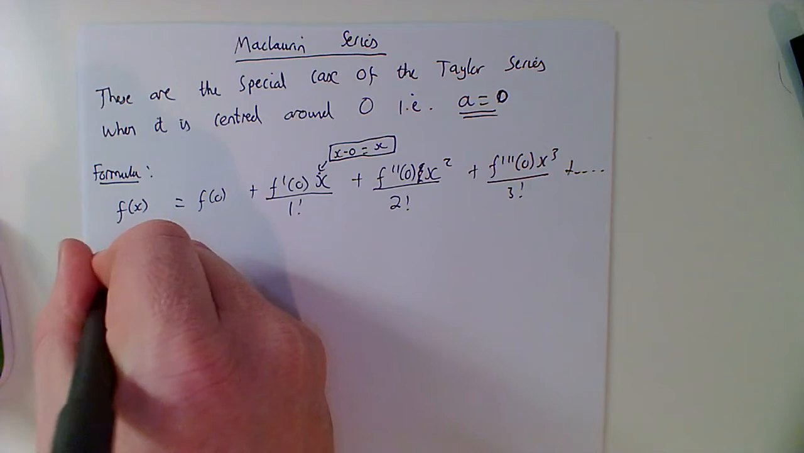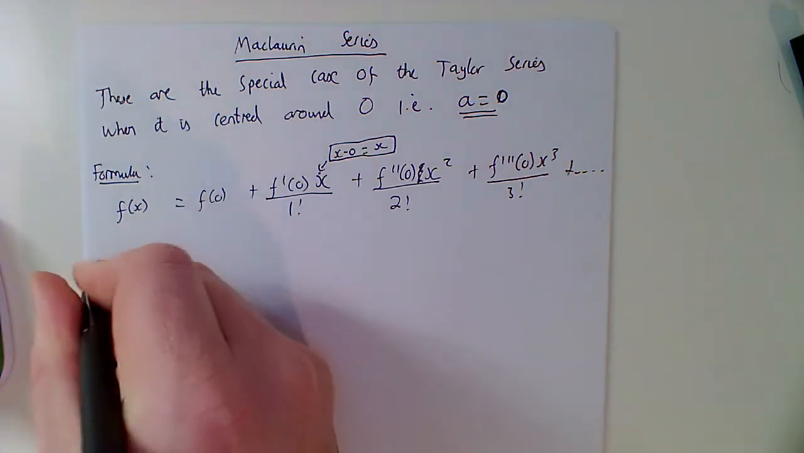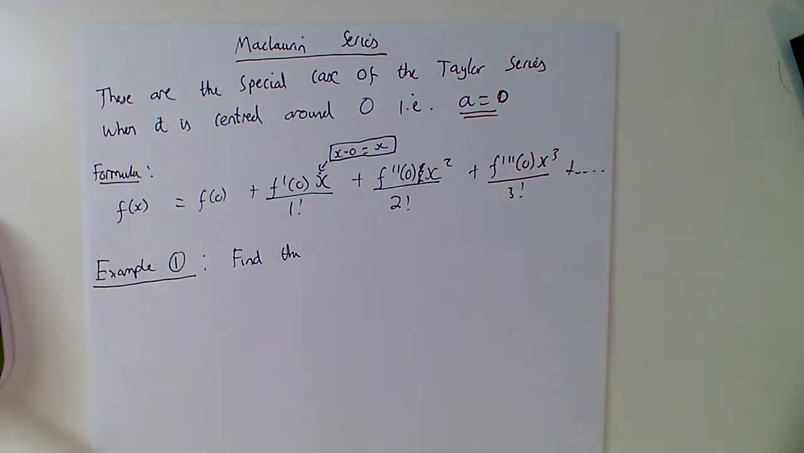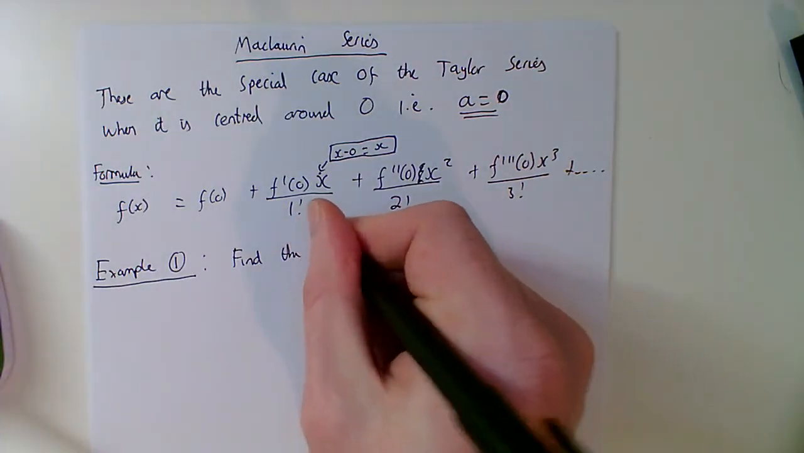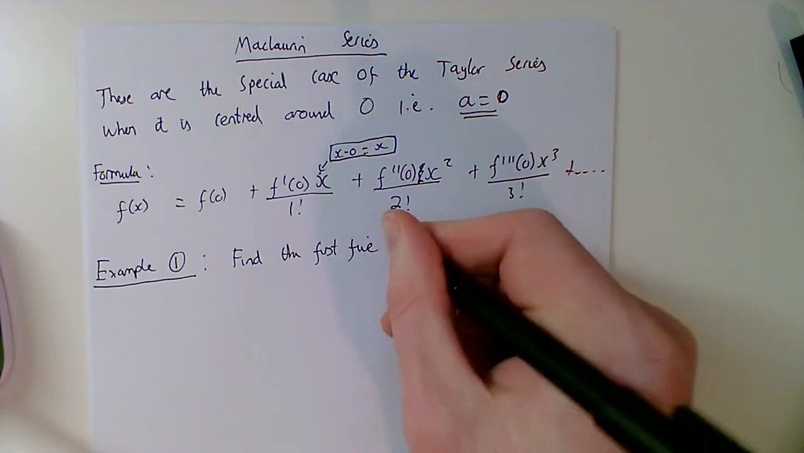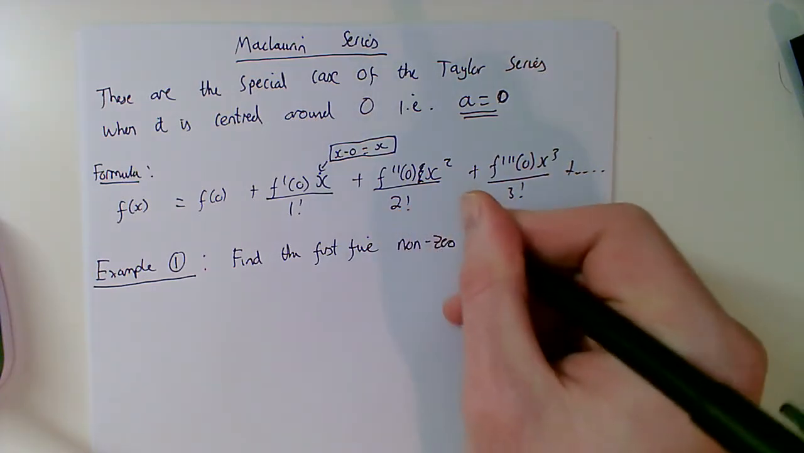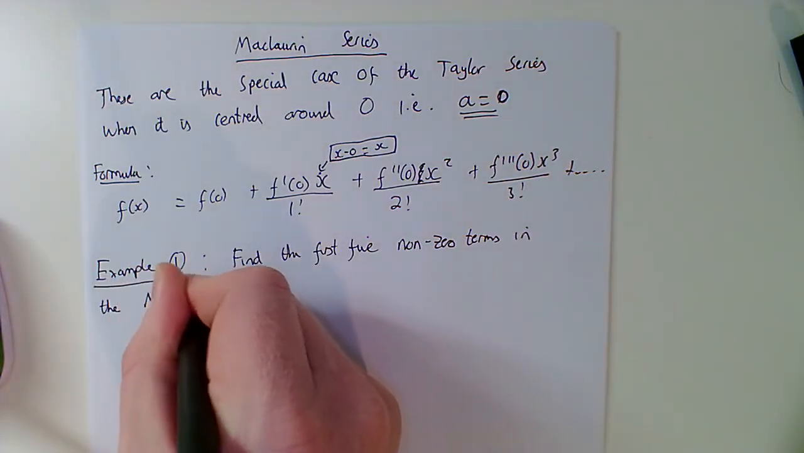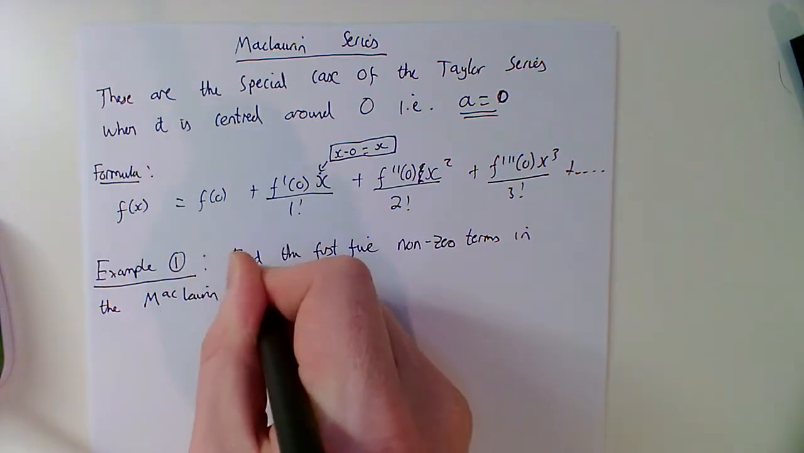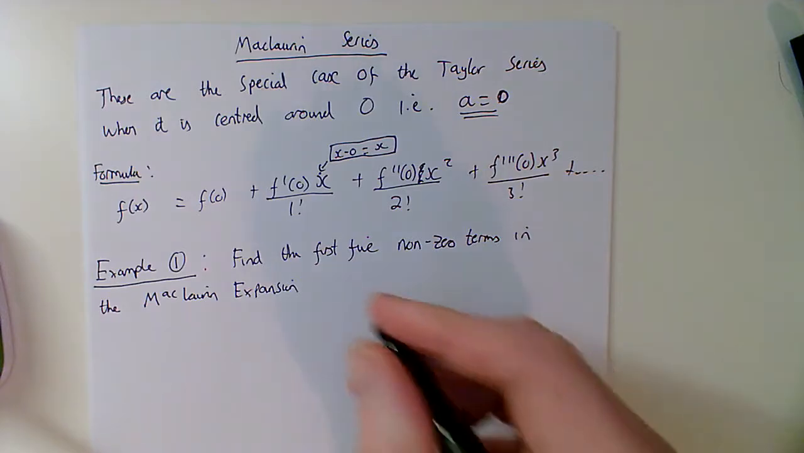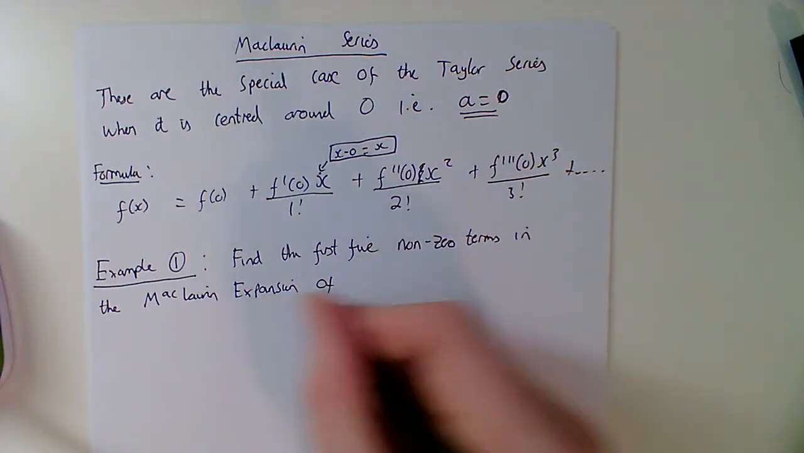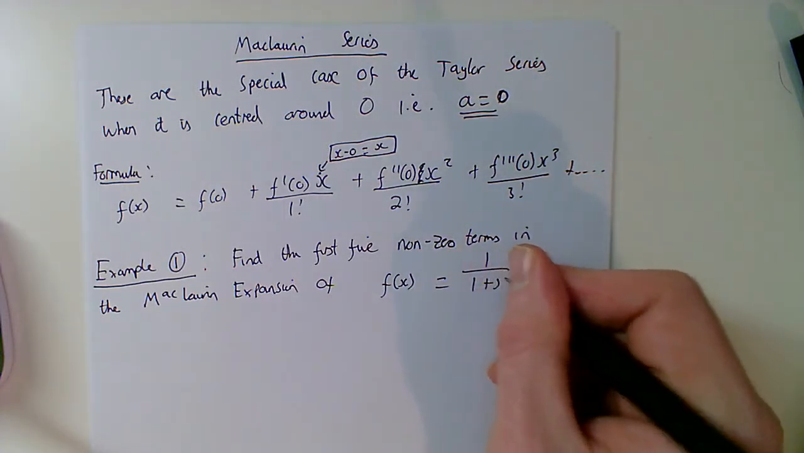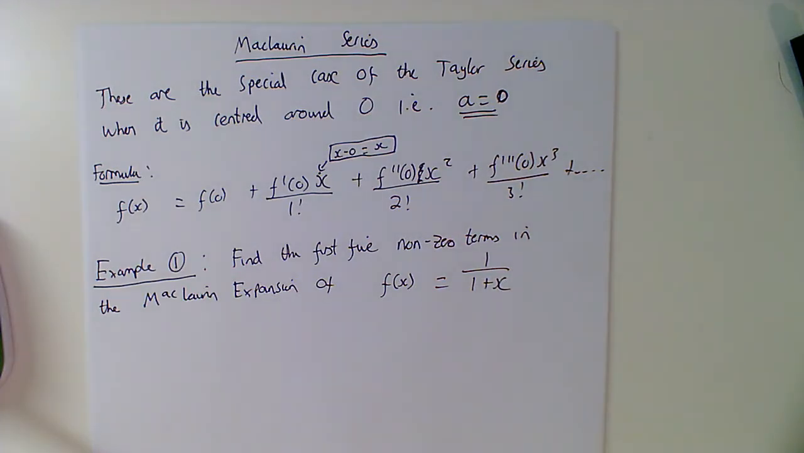Right, example number 1. Find the first 5 non-zero terms in the Maclaurin expansion of f of x equals 1 over 1 plus x. I suppose it could be 1 over x plus 1, whatever way you want to think about it.